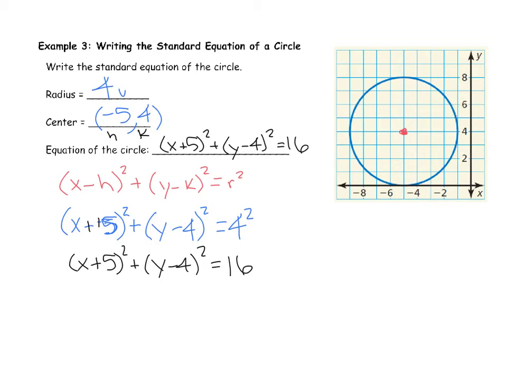Just a few things to note: if you're ever given the equation, you can get the center by looking at these two values and making them the opposite. So the x value of the center would be the opposite of positive 5, which is negative 5. The y value of your center will be the opposite of negative 4, which is positive 4, as you can see there. And then to get your radius, you would take this value and just take the square root of it, and you'd get 4. That's kind of how you can work backwards if needed.